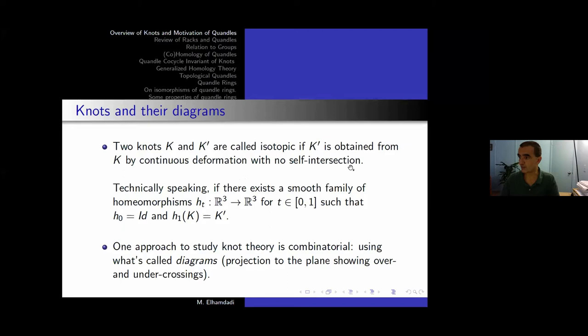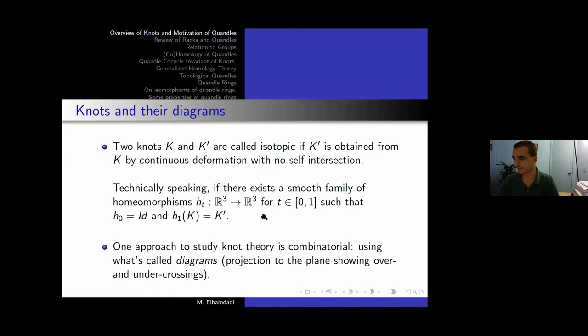Now, technically speaking, we say that two knots are equivalent if there is a smooth family of homeomorphisms parameterized by the time, 0 to 1, such that at time 0, initially you have your knot K, and at time 1, you end up with K becoming K prime. Then we say that K and K prime are equivalent.